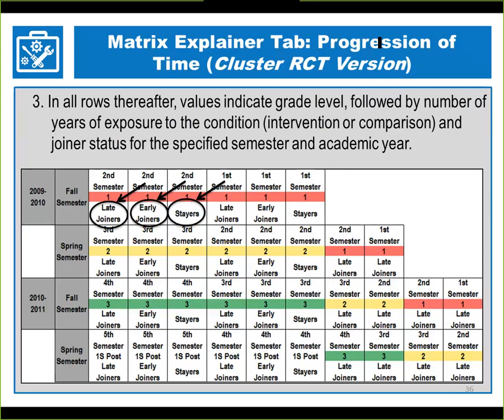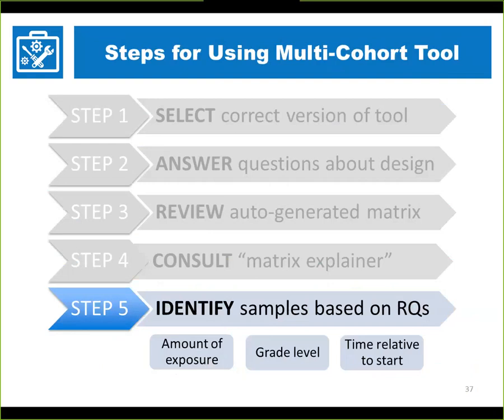Once the sample diagram or matrix is generated, the next step is to identify the specific groups of students from each relevant cell in the matrix that will be included in the evaluation sample used to address each research question for each impact that will be estimated. So impacts could be estimated for students with the same amount of exposure to the intervention or comparison condition, regardless of their grade level or the point in time relative to the start of the intervention.